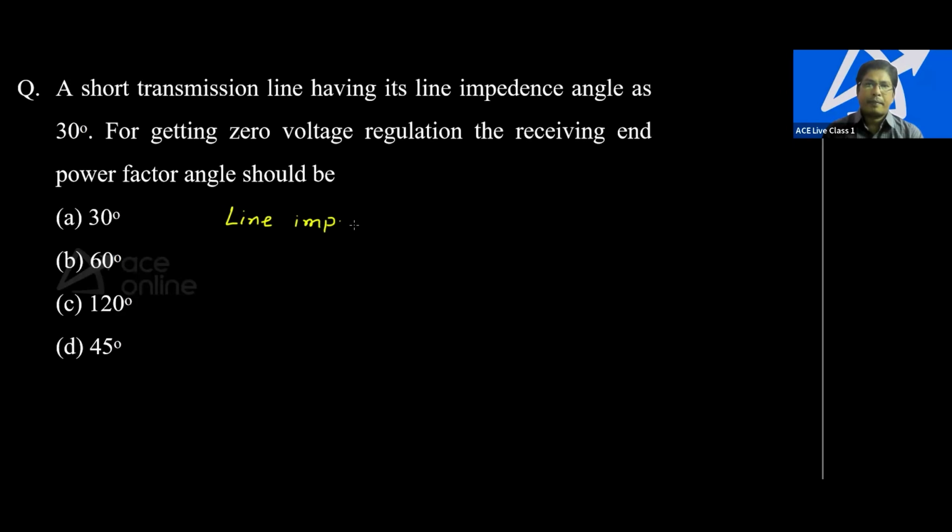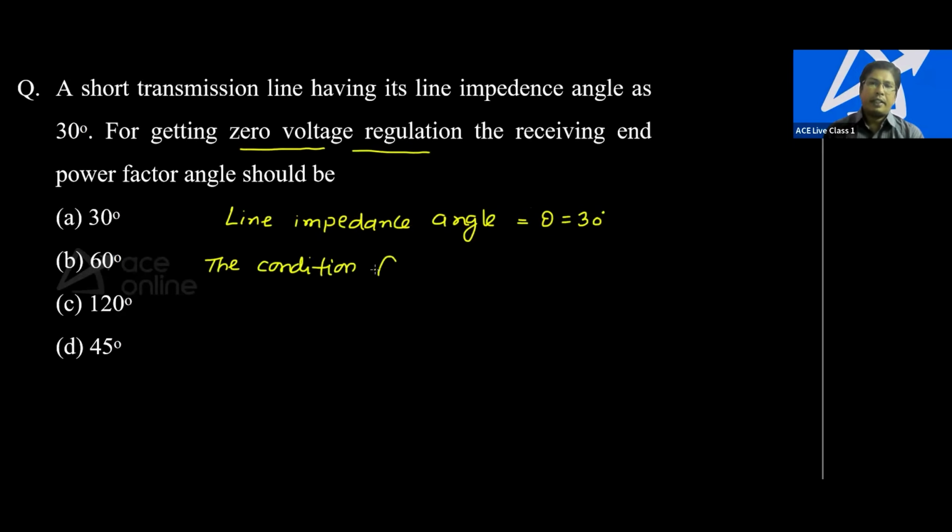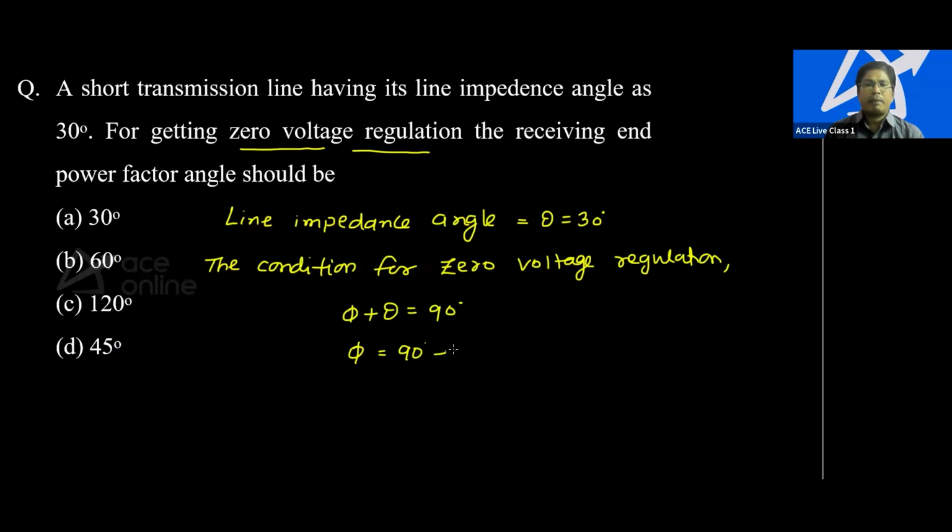Line impedance angle is given as theta, actually it is 30 degrees. And they're asking for 0 voltage regulation. What is the condition for 0 voltage regulation? The power factor angle plus the impedance angle must be equivalent to 90 degrees, where the power factor angle is 90 degrees minus theta.